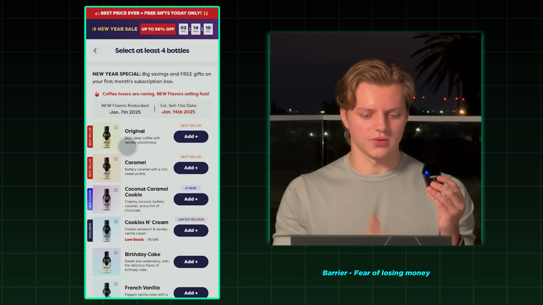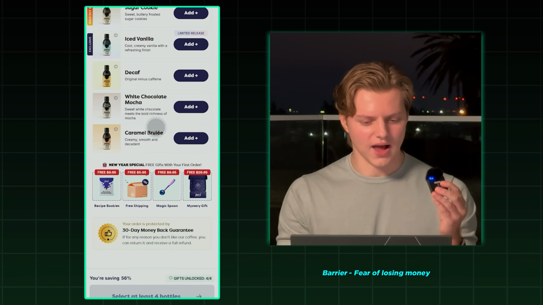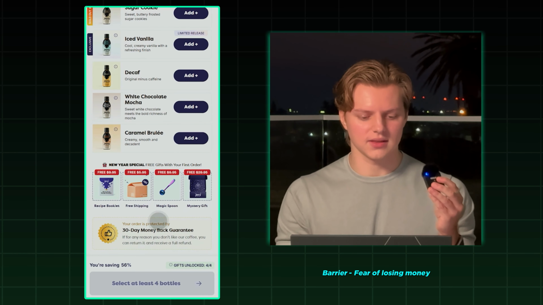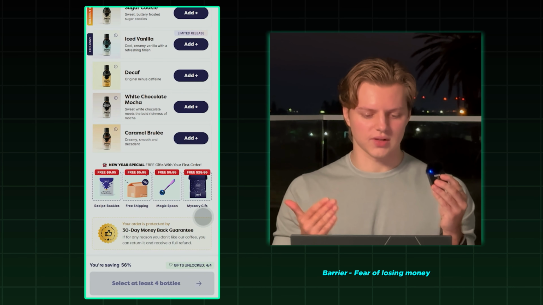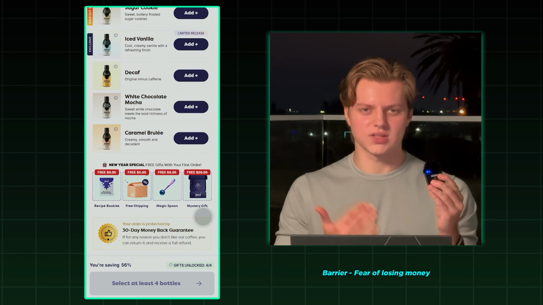There is a difference. Instead of abstracting it to they are offering a guarantee, they should just remove this abstraction and say it like it is. Get your money back if you are not happy. Then moving on, if you go to the flavor selection, they do have a section at the bottom here with a 30-day money-back guarantee where they say if for any reason you don't like our coffee, you can return it and receive a full refund.